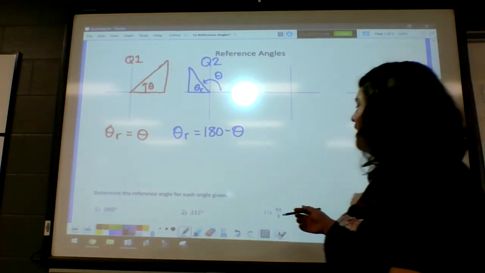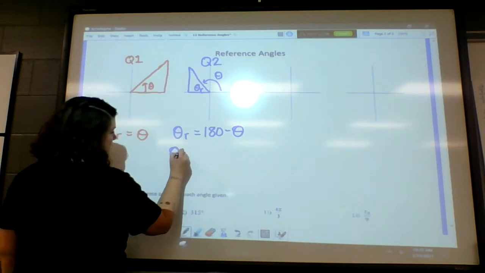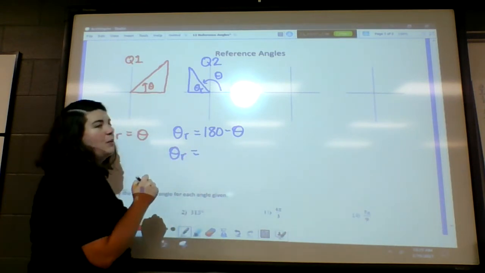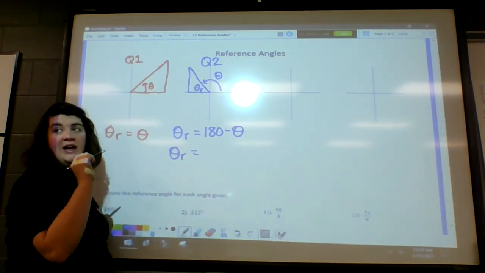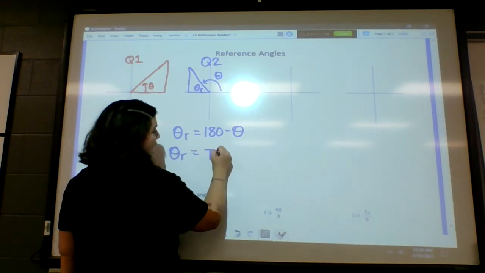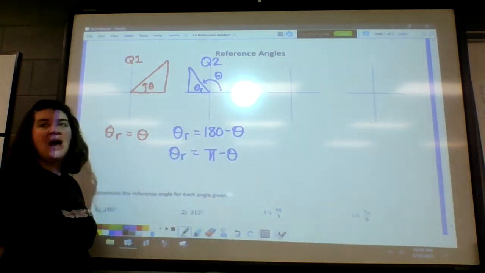We're also going to talk radians. So in terms of radians, what would this equation look like? Your reference angle, instead of being 180 minus your actual angle, is pi minus your actual angle.